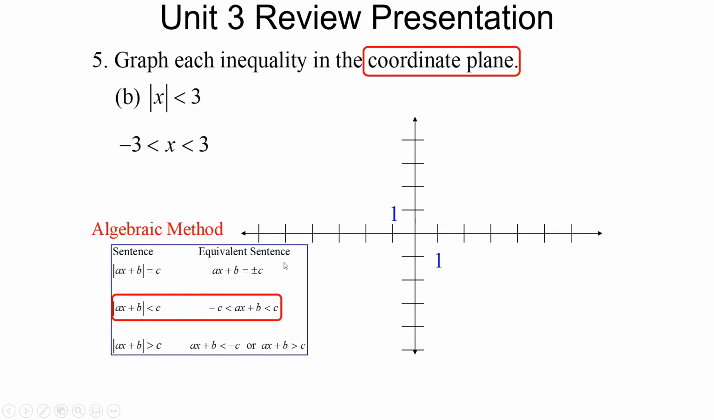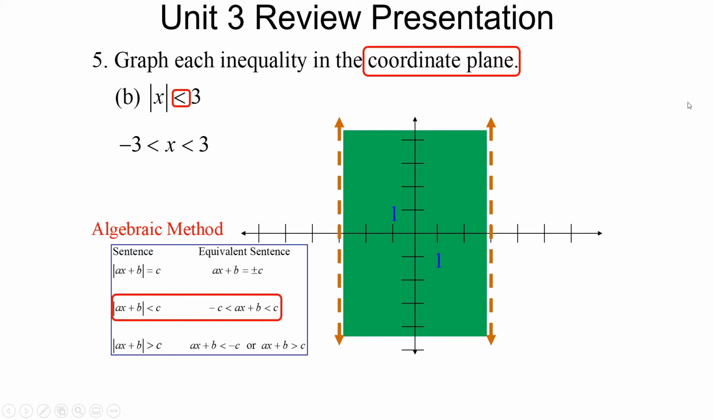So think about the lines for x equals a number. Those would be vertical lines, right? And because there's no equals, they're going to be dashed. So I'm going to say a dashed vertical line at negative 3, and a dashed vertical line at positive 3. And then x can be any x in between the negative 3 and the positive 3, anywhere in the plane. So I've got to shade everything in between those 2 dashed vertical lines. And there's that graph. That's a great problem.